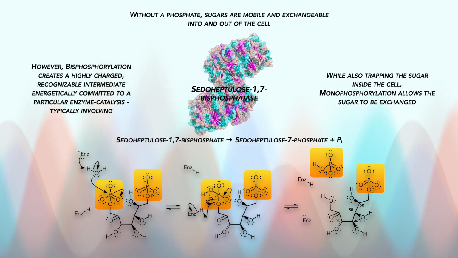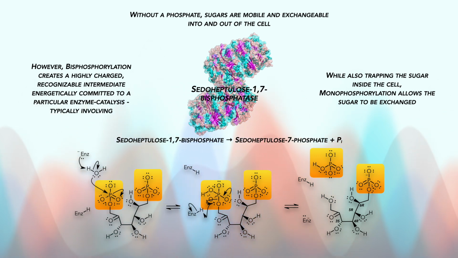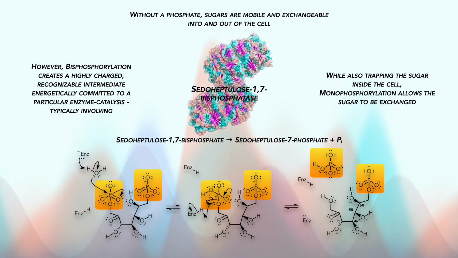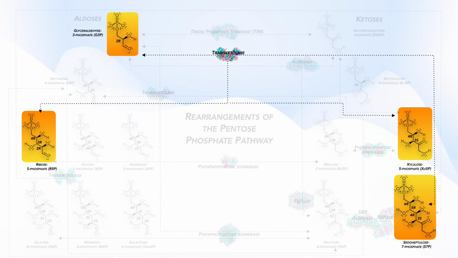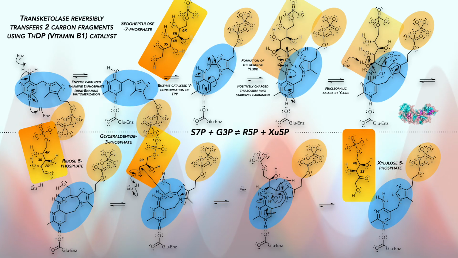This dephosphorylation commits the 7-carbon product to the regeneration network and prepares it for the next 2-carbon transfer. And now we have the second transketolase reaction mechanism. Here again, the THDP mechanism is unchanged.